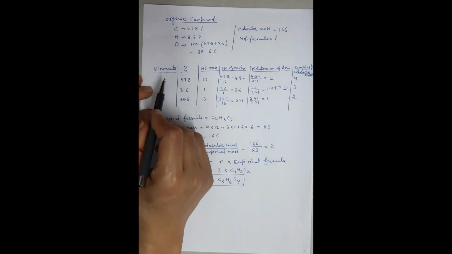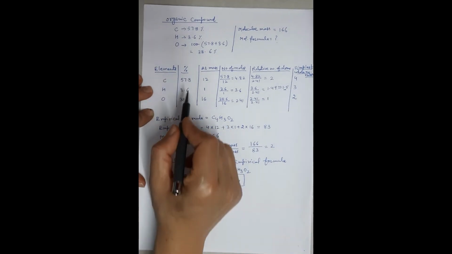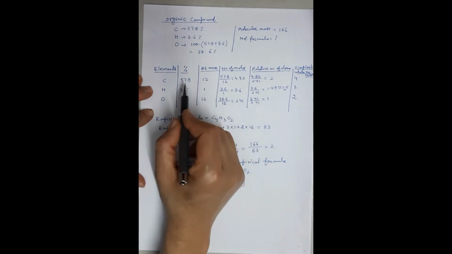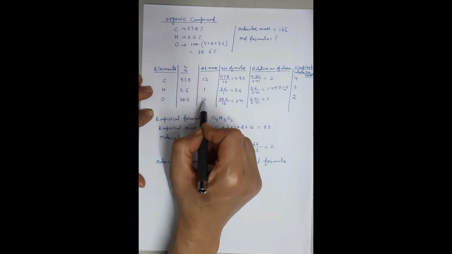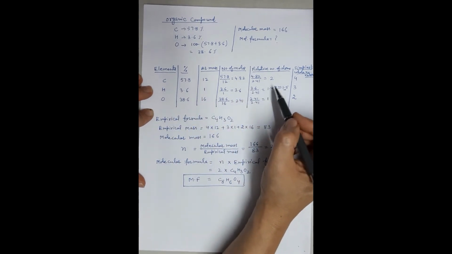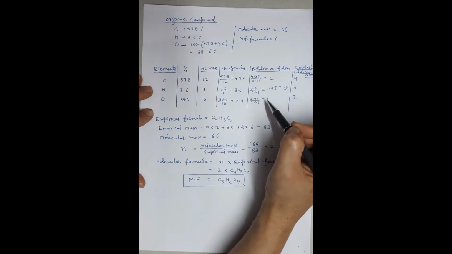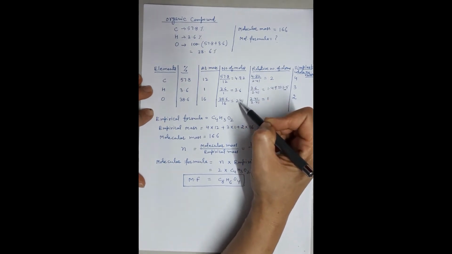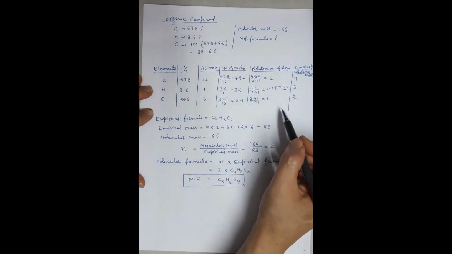So just let me repeat. 3 elements are given, their percentages are given, atomic masses we know. Just divide it, given mass divided by atomic mass, you will get here number of moles. And how will you find out relative number of moles? If you divide each of the number of moles with the lowest number of moles, you will get the number of atoms of each one.